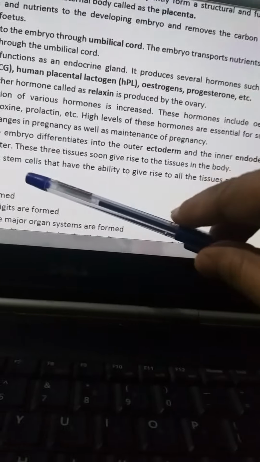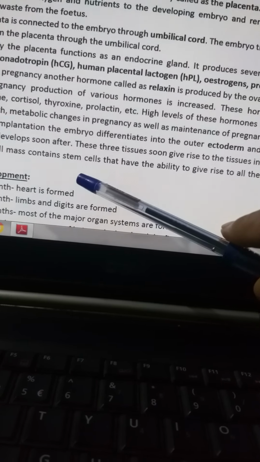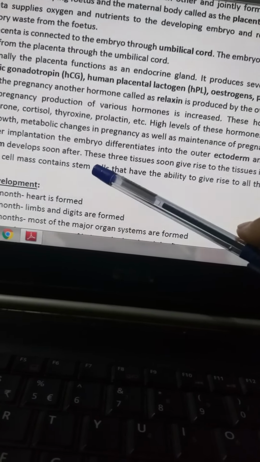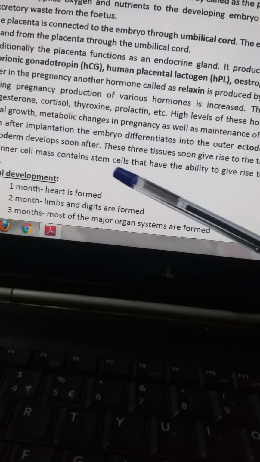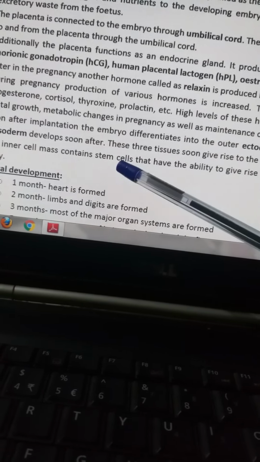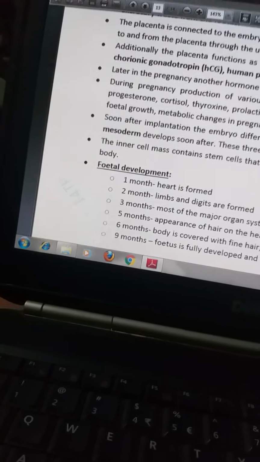Now see, this stem cell is a very important factor. Stem cell culture and stem cell storage is even done after the child is born, and that gives immunity and even cure to very severe and fatal diseases. Okay, now this chart you have to remember.